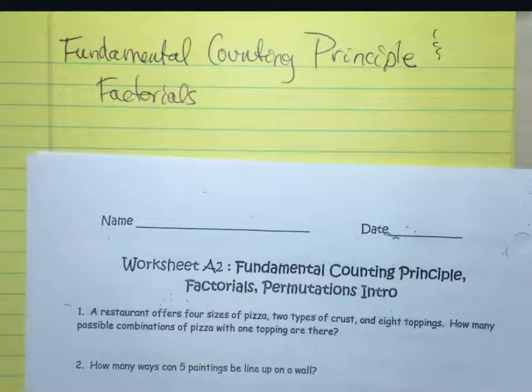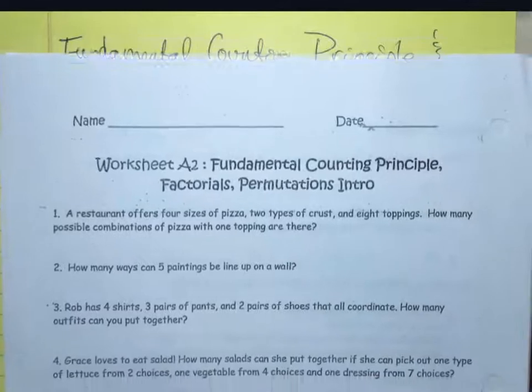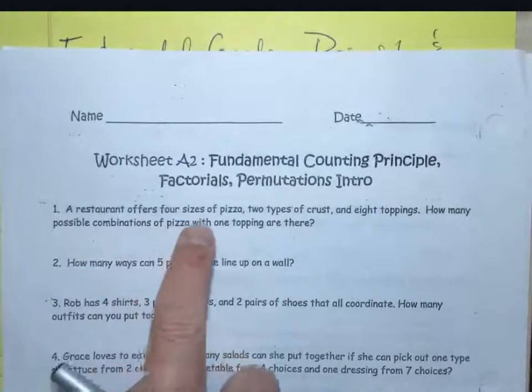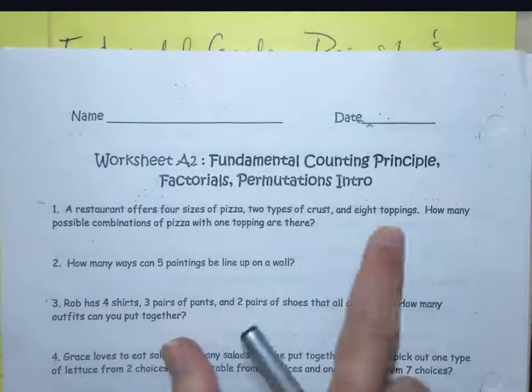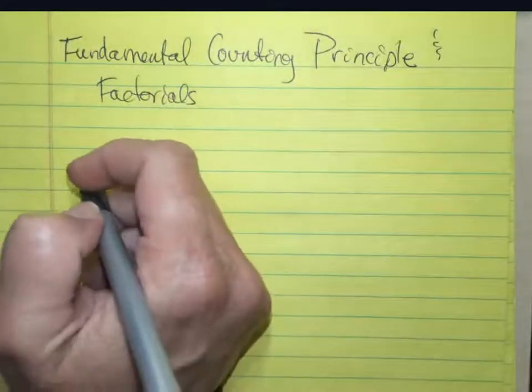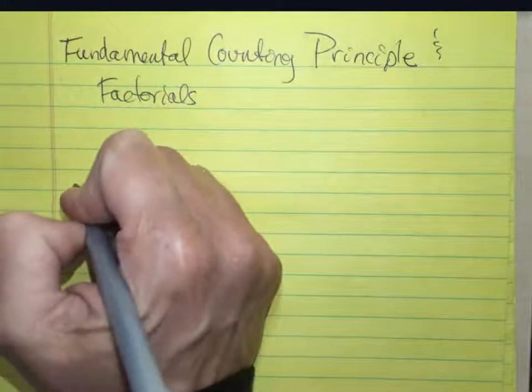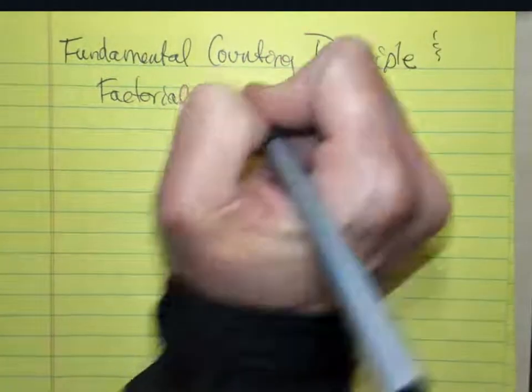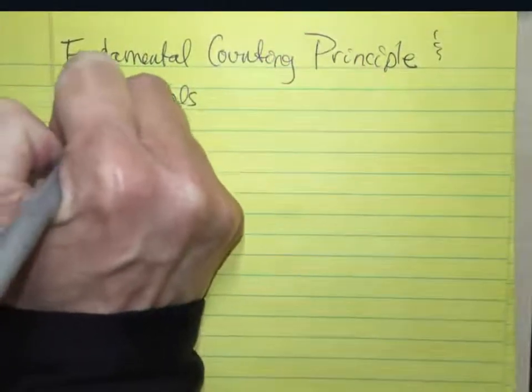This video is to kind of review fundamental counting principle and factorials. So we're going to start with number 1 here. We have a restaurant that offers 4 sizes of pizza, 2 types of crust, and 8 toppings. So we could draw a tree. It said it had 4 sizes, so this is example 1.